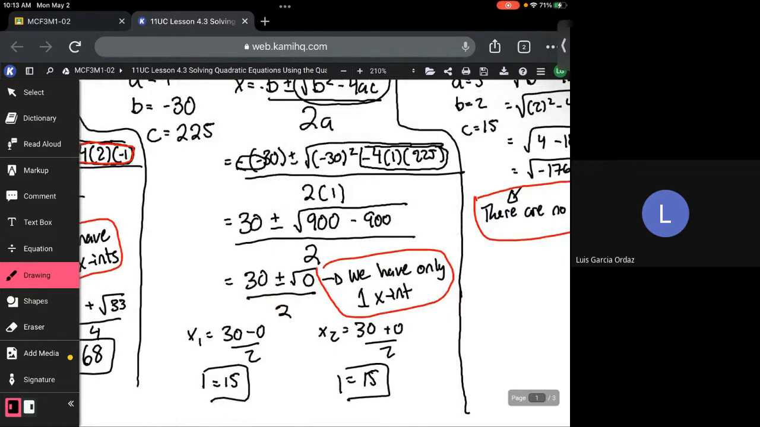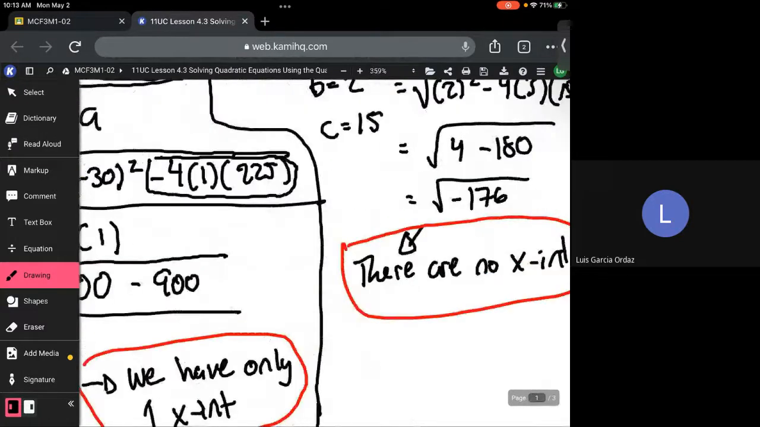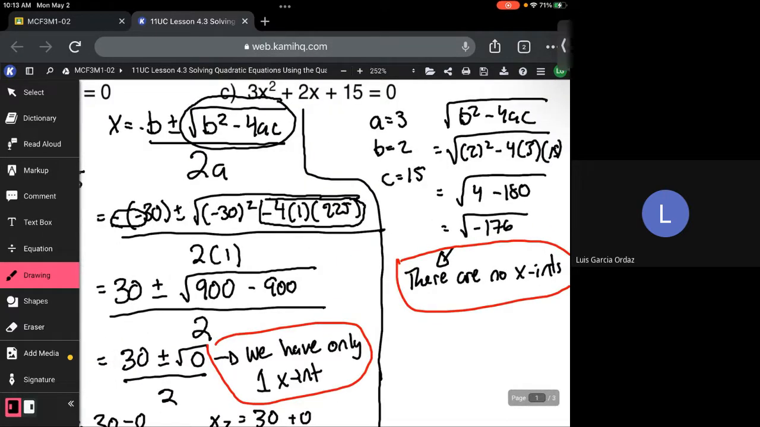So you know not to do the dividing by 2 once you figure out that the square root is negative? Yep. So you can forget about the rest of it. Okay. So what would you put as your answer? There are no x-intercepts.